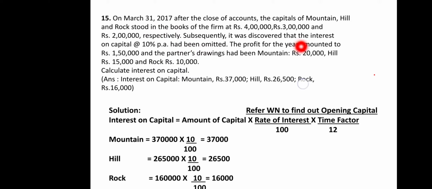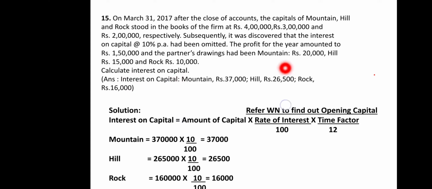Subsequently, it was discovered that interest on capital 10% per annum has been omitted. वो लोग भूल गए 10% per annum charge करना. The profit for the year amounted to 1,50,000. Profit पूरे साल का कितना है, 1,50,000. And the partners' drawings of Mountain is 20,000 and Hill is 15,000 and Rock is 10,000. Now here you are asked to find out, calculate interest on capital.